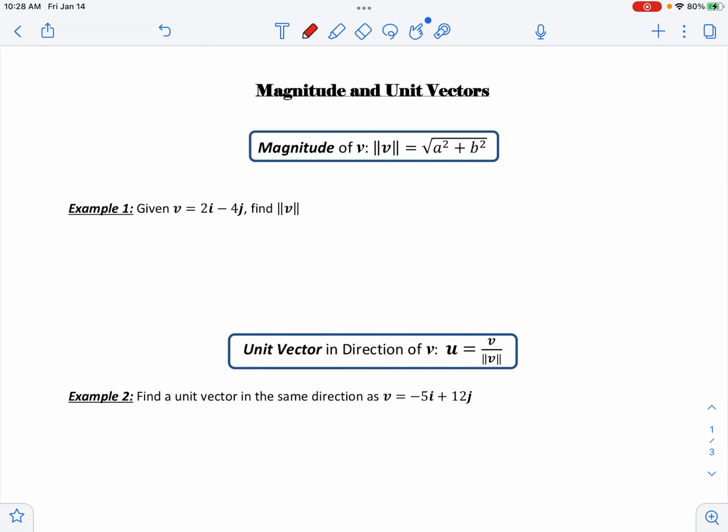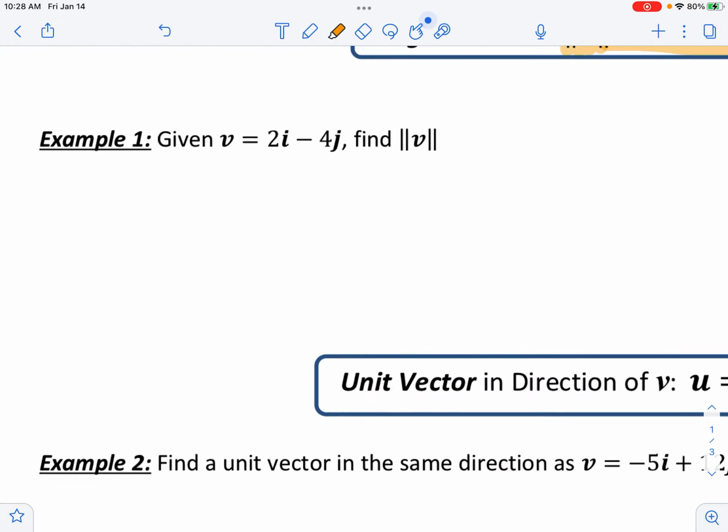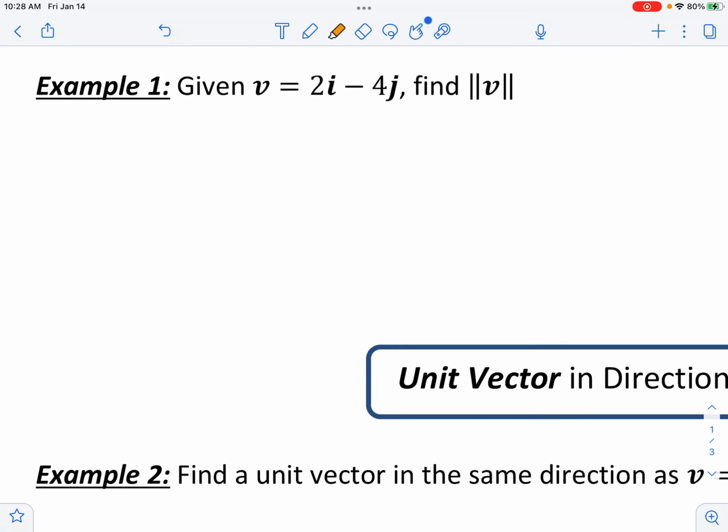All right, so we already talked about this a little bit in the 8.1 notes, but we talked about magnitude and unit vectors. I went over how to find the magnitude based on the diagram. It forms a right triangle, so you use the Pythagorean theorem, but you solve it for the hypotenuse. So the magnitude formula is that magnitude is equal to the square root of a squared plus b squared, and that's your formula right there. So let's try one of these.